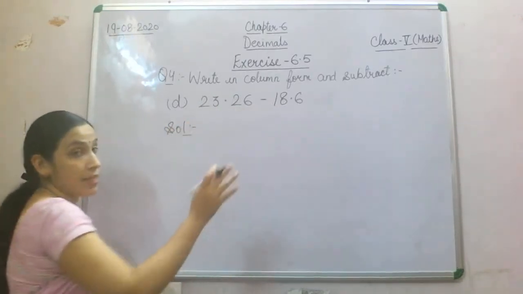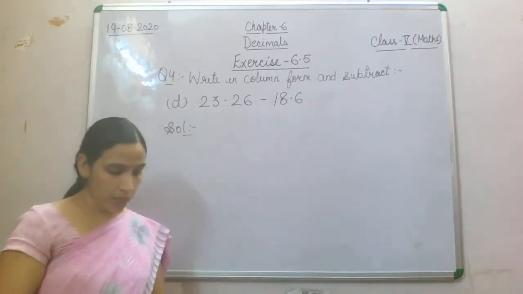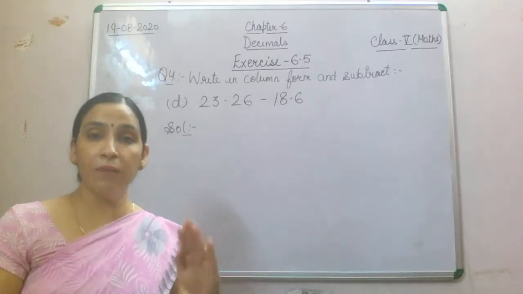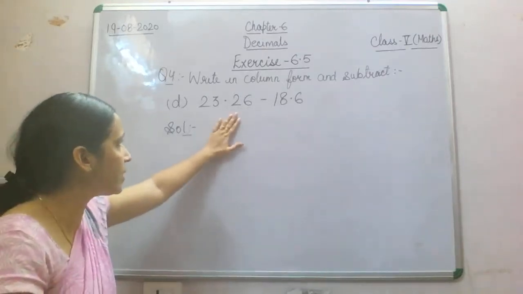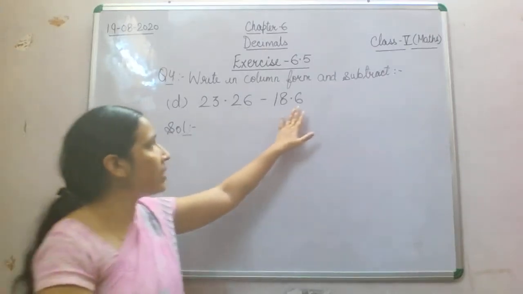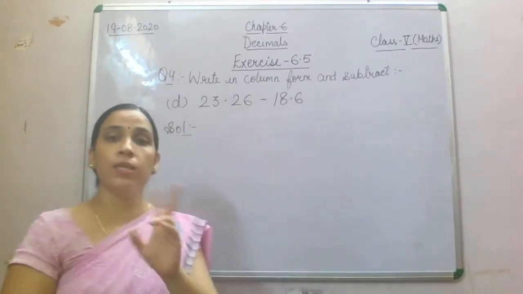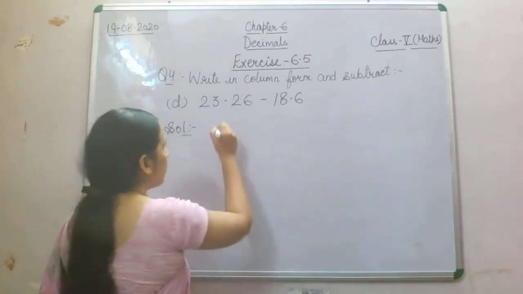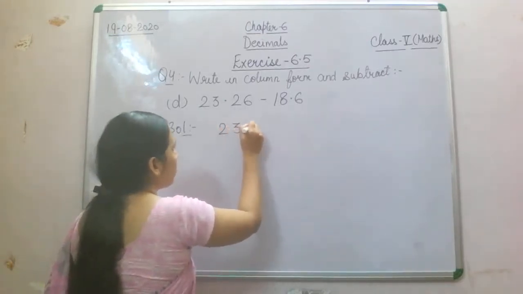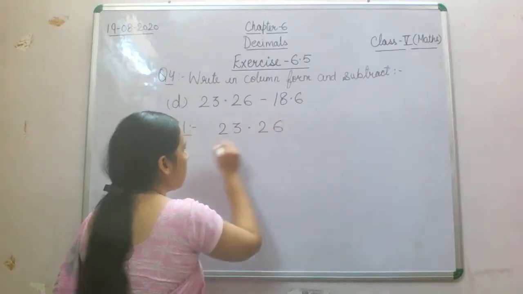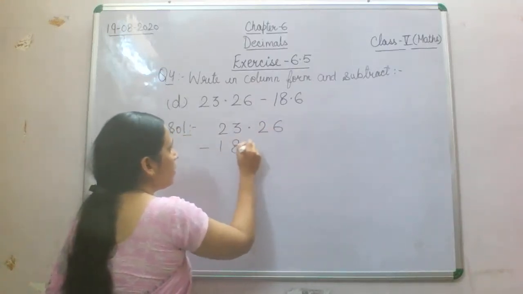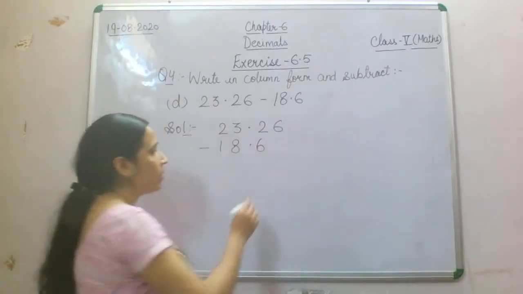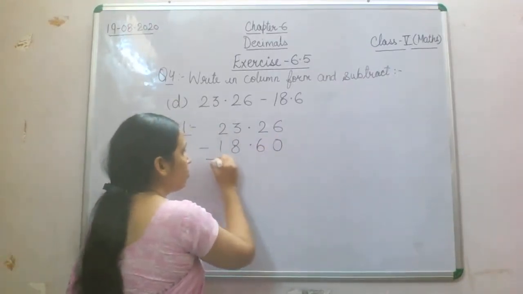Right now they are unlike decimals. What are unlike decimals? Unlike decimals are those decimals which have different decimal places. In this one you can see two decimal places, in this one we have one decimal place, so they have different decimal places. Now what will we do? We'll write 23.26 minus 18.6, and here we will write 0.